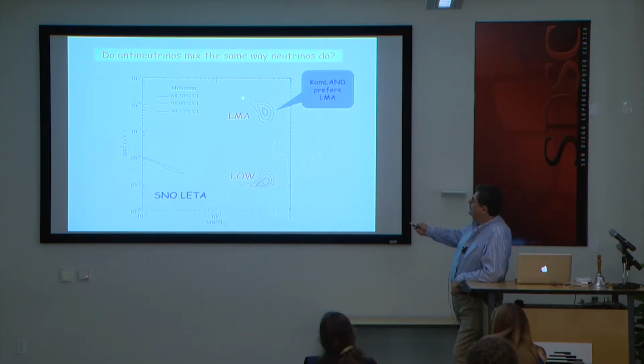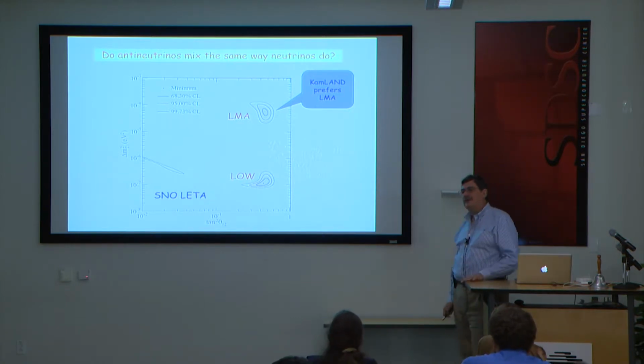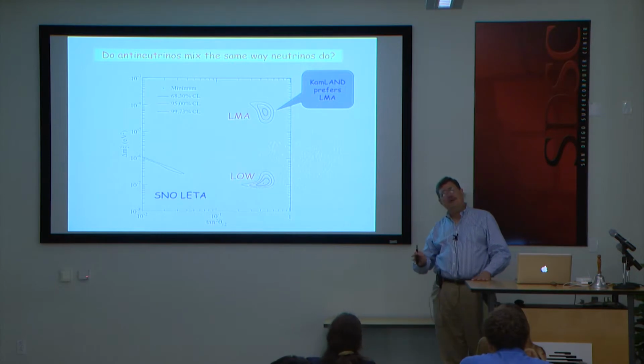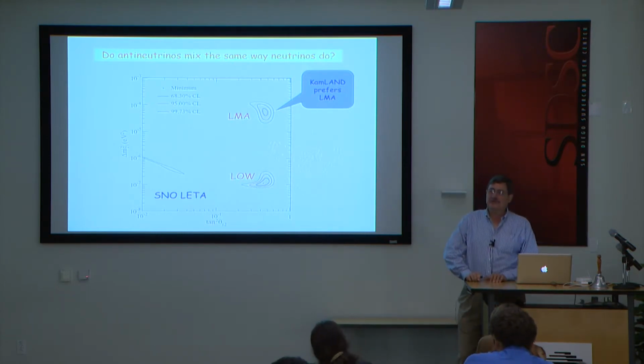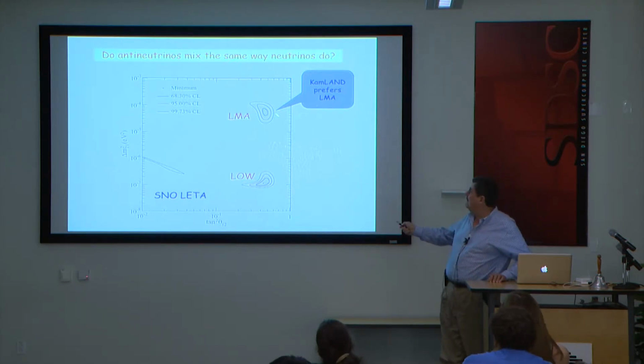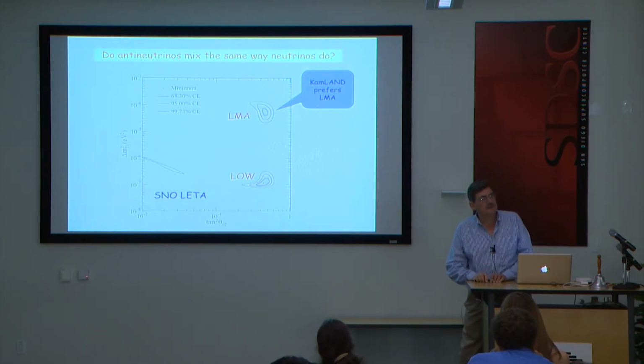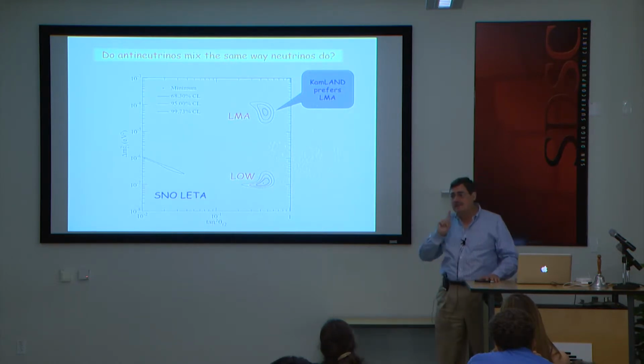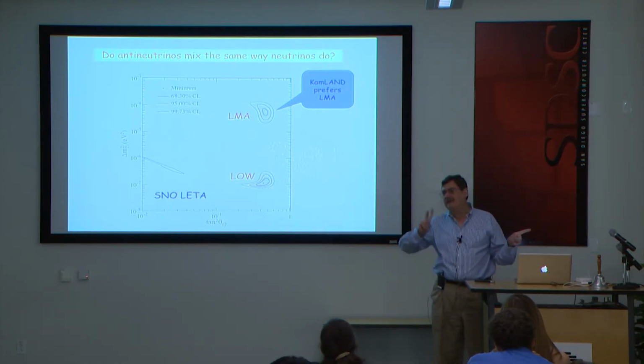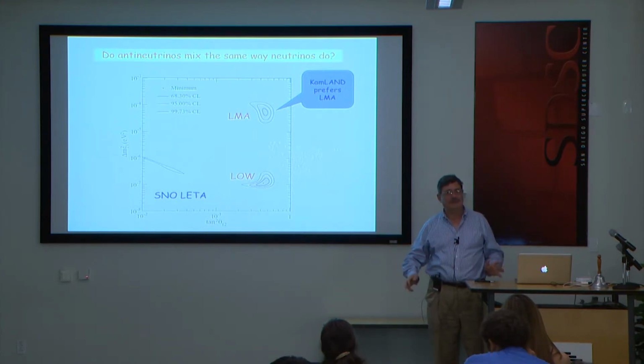Typically, the KamLAND experiment, which is a reactor neutrino experiment, preferred this solution. So one could say, well, that's very nice. This is the solution that we pick. But at this point, there was an issue. The sun produces neutrinos, whereas the reactors produce antineutrinos. So by saying that we pick this region using the reactor neutrino data is an assumption. The assumption is that neutrinos and antineutrinos mix exactly the same way.